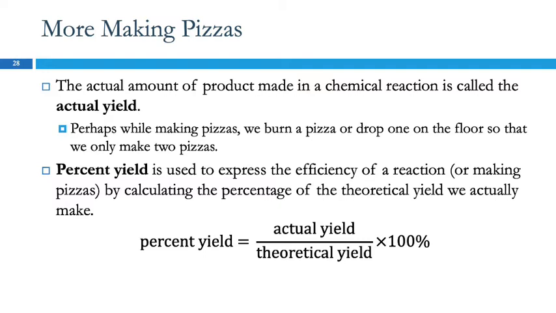How much product actually gets made is cryptically called the actual yield. Right? There's the theoretical yield. In theory, we could make this much. And then there's the actual yield. And so if you think about making pizzas, things could happen, right?